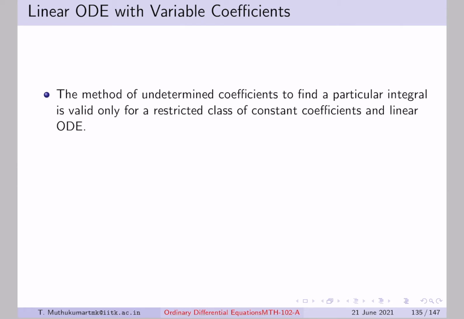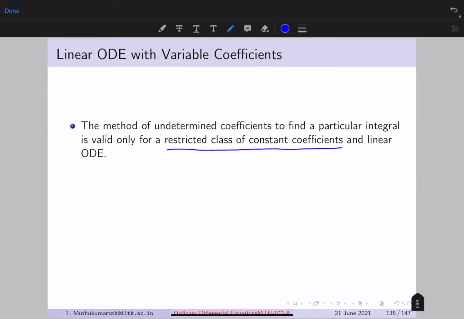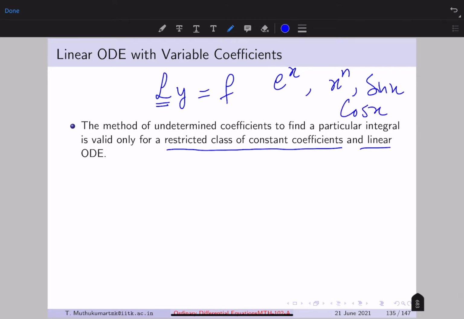So the method of undetermined coefficients was to find the particular integral for, as we have seen, some restricted class of constant coefficients linear ODE, where you had Ly equal to f, where this L was a constant coefficients differential operator, and this f was special cases like e power x, or polynomials x power n, or the trigonometric functions sine and cos. In fact, you can have sine ax plus b and cos ax plus b and so on.